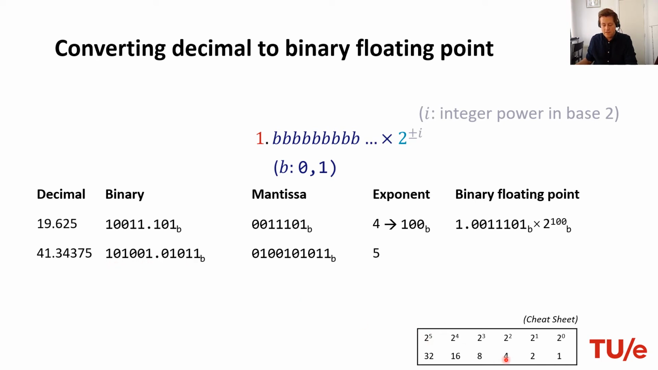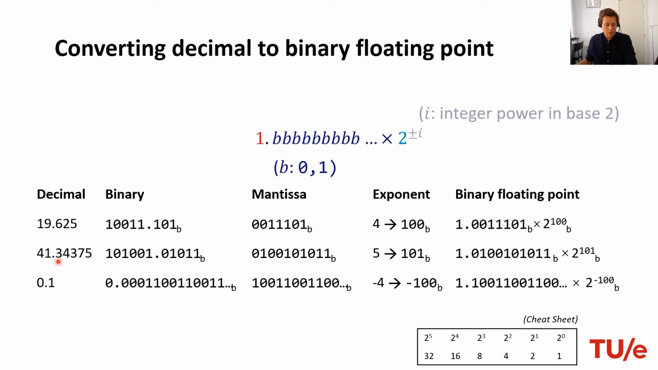Looking at our cheat sheet, how do we make 5 in binary representation? Well, 5 is 4 plus 1. So in binary, this will be 1, 0, 1. So 5 in binary is 101. And then combining all these things together, we can find that the binary floating point representation of the decimal number 41.34375 is simply equal to this, where this is the mantissa and this is the exponent.